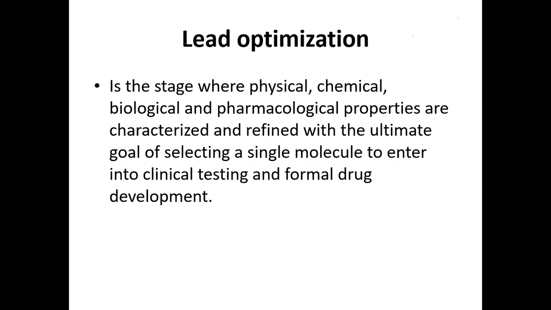That means to say, it is just like an inverted pyramid. To start with, there are some thousands or even lakhs of hits. When it comes to leads, it is tapering down to a few. But optimization is the stage in new drug development where the properties are characterized and refined with the ultimate goal of selecting a single molecule to enter into clinical testing. Formal drug development will occur, and then it is subjected to approval by the FDA, and the drug is marketed for use in the general population at large.